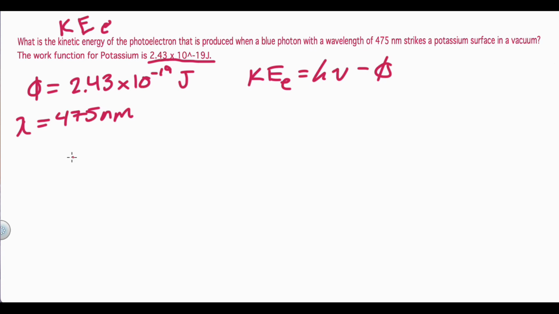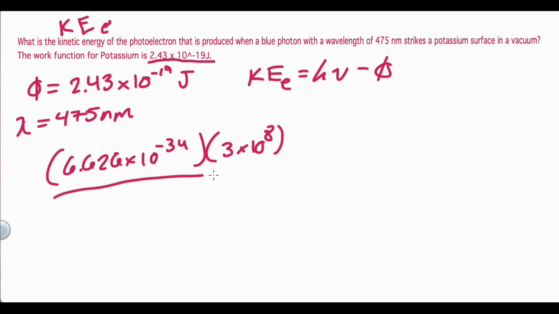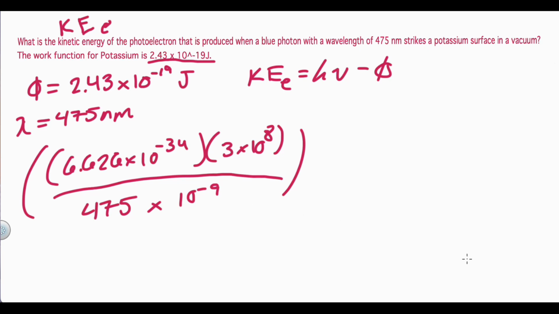So we're going to do 6.626 times 10 to the power of negative 34. And then, I'm not going to write the units, however, Planck's constant is joules times second. But so that times, we're just going to do the speed of light, so 3 times 10 to the power of 8, and then over 475 times 10 to the power of negative 9. Okay, so pause the video and let me know what you get.